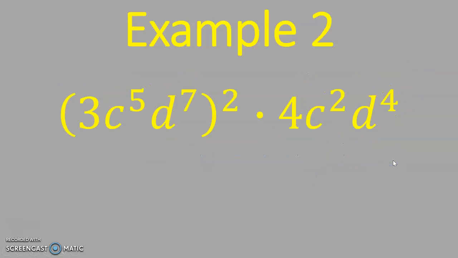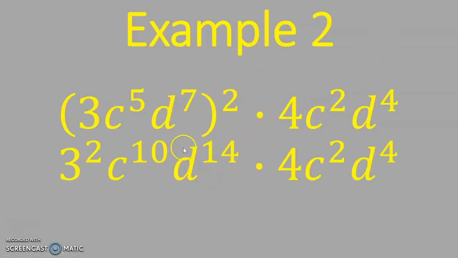Okay, a second example. So here you're raising this to the second power. And something that often gets missed here is neglecting the 3. Remember, this is 3 to the first. You multiply exponents in this situation. You don't multiply a number or a coefficient times an exponent. So there's no 6 here. It's an understood 1 times 2, which is 3 squared. Again, 5 times 2 is 10, 7 times 2 is 14.